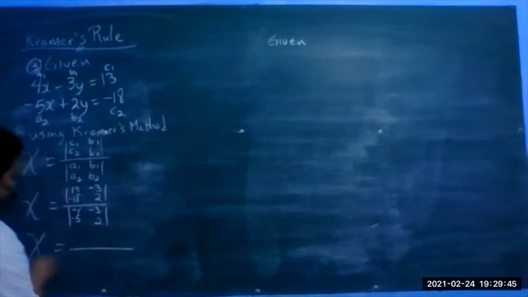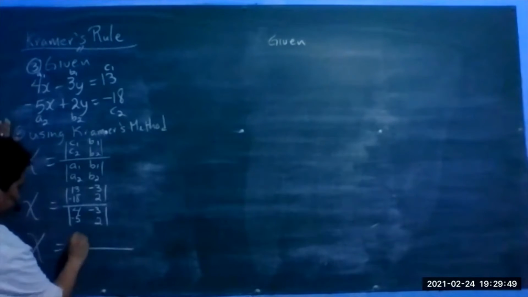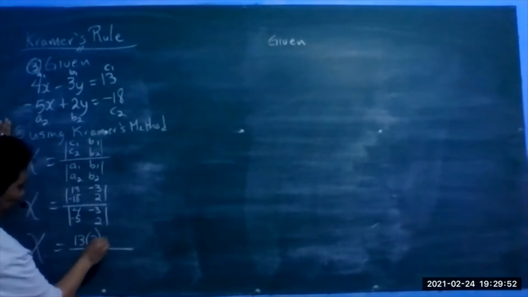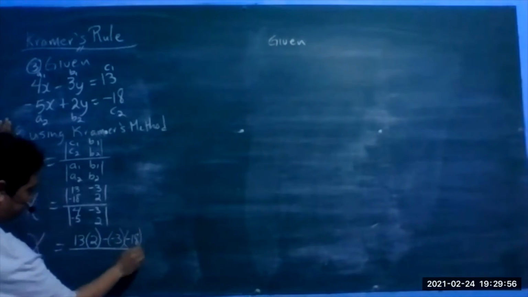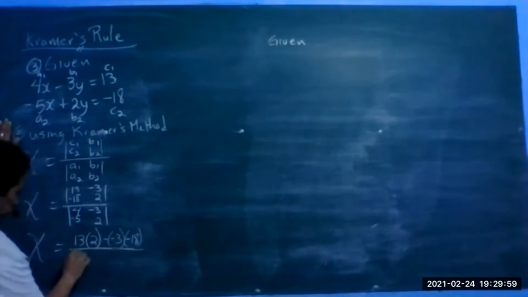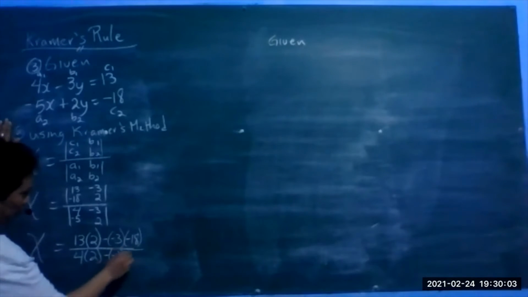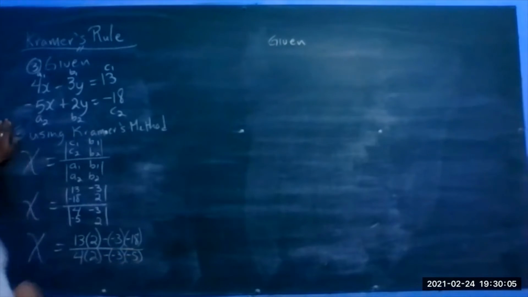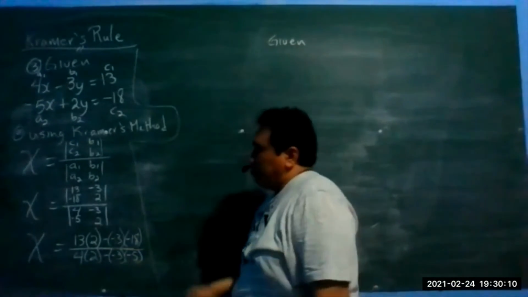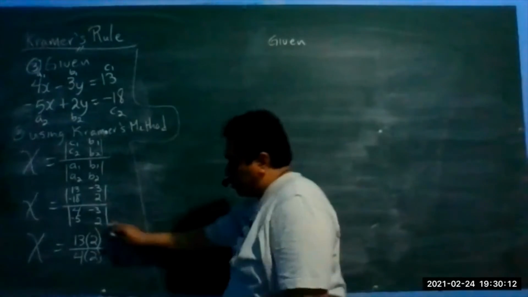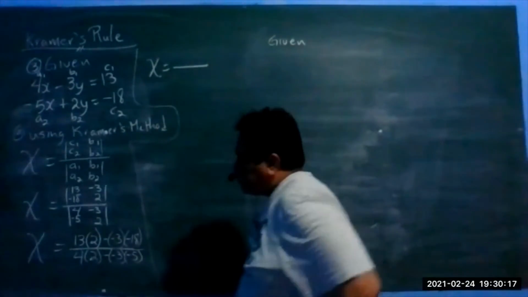So I'm doing a determinant really, which is AD minus BC. So 13 times 2 minus negative 3 times negative 18. And underneath, 4 times 2 minus negative 3 times negative 5. So I know my answers for these at least are going to be negatives for this part. So x is equal then to what?